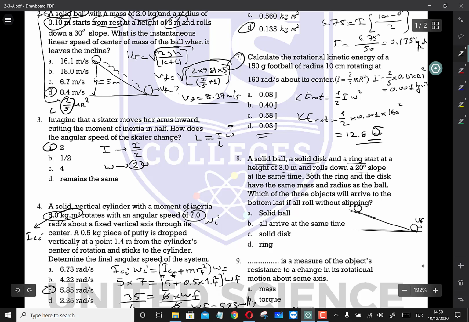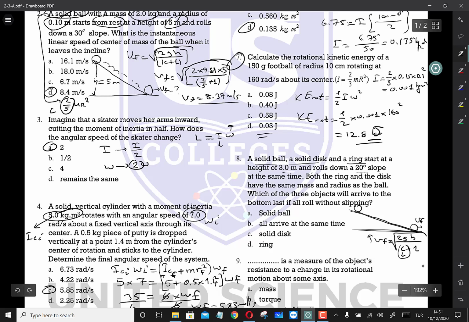The one which is faster will arrive at the bottom first, the earlier. So we are going to get this final speed as the equation square root of 2gh divided by (c plus 1). And this equation tells you that if you want one object to be fastest, its c, the coefficient of moment of inertia, must be smallest.